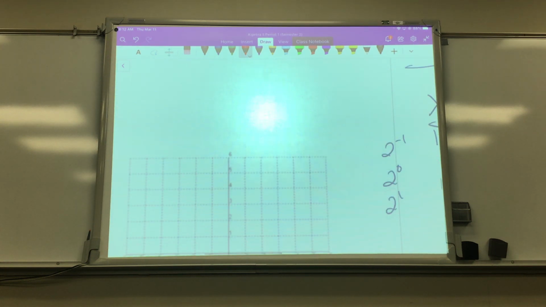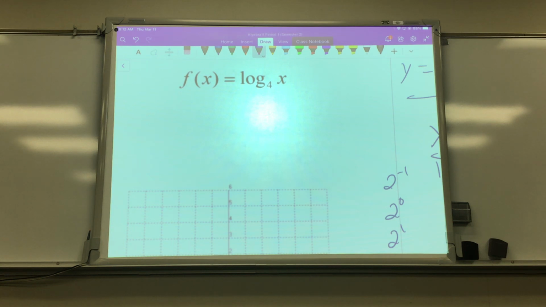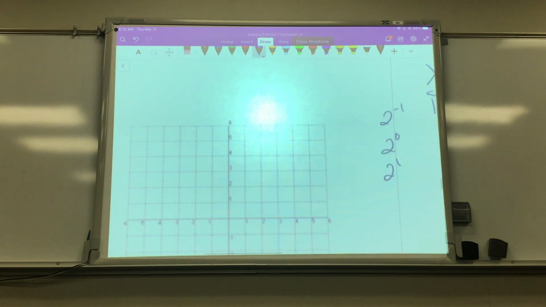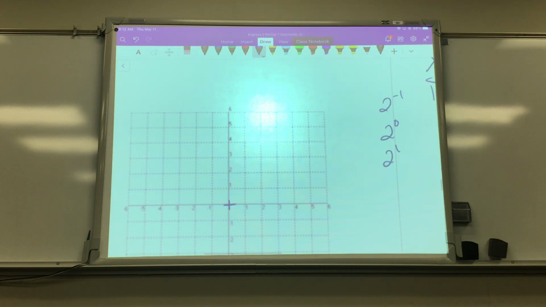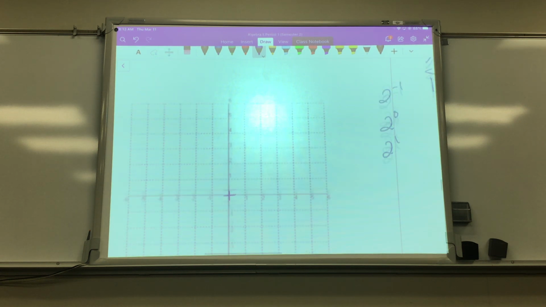Okay, so my h, k value in this case then. Cole? 3, 1. Are you on the right one? Log base 4 of x? 0, 0. Okay. Cody, what type of asymptote? Vertical.